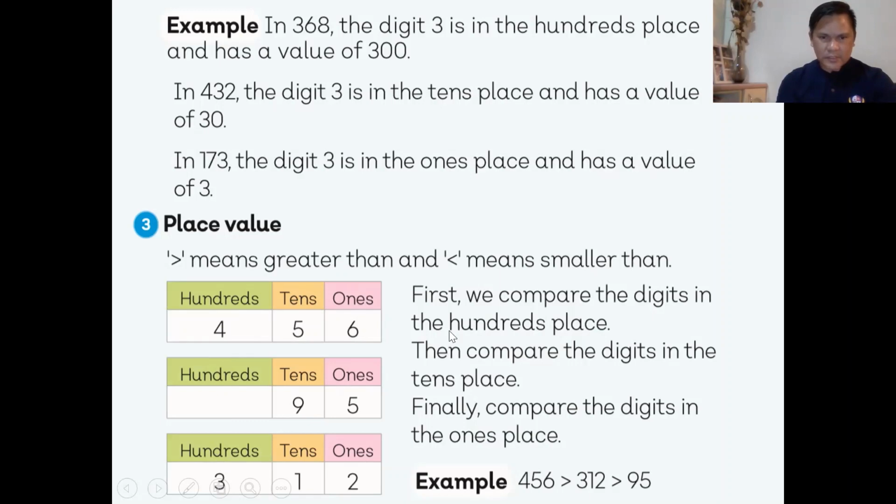These are the hundreds. Then compare the digits in the tens place. Then finally, compare the digits in the ones place. So we will know which one here is the greater number, and we will know which one is the smaller number. So here are examples of numbers ordered from the greatest number going to the smallest number.